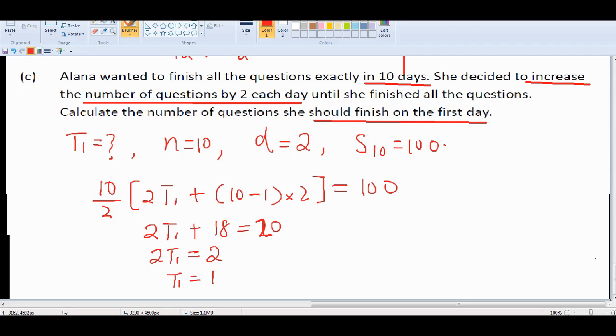Okay, so our equation looks like this. All you need to do is move terms to the other side, make sure you know how to do the algebra. You get T1 equals 1. Okay, so that's all the questions I would like to show you.